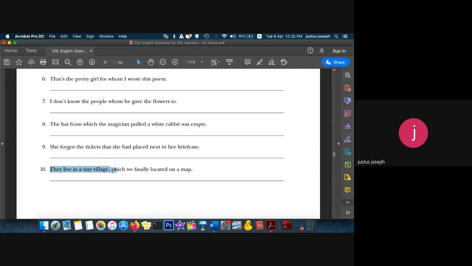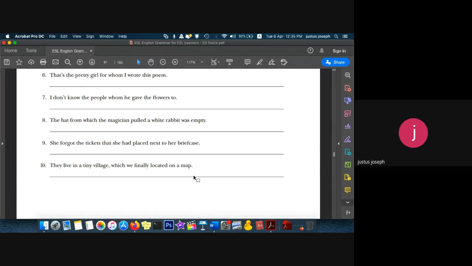They live in a tiny village which we finally located on a map. They live in a tiny village. We finally located on a map. In this case, this comma will also go, and this "which" will also go. These two things will go. They live in a tiny village we finally located on a map.